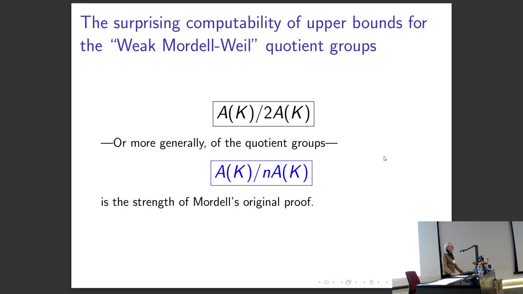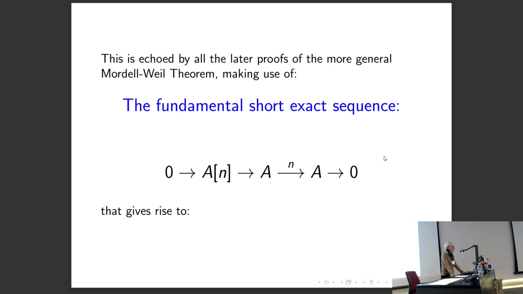Now, what's great about this is that they're surprisingly computable, or at least surprisingly computable in upper bound. So A of K over 2A of K is what Mordell worked with, and he gave a bound, and as I say, it's a very computable one. More generally, we prove the same sort of proof, but we allow ourselves to take A of K over NA of K for other n's. But it's the computability of those upper bounds that's the strength of Mordell's original proof and of everyone else's elaboration of it. As I say, this is echoed by all the later proofs of the more general Mordell-Weil theorem.